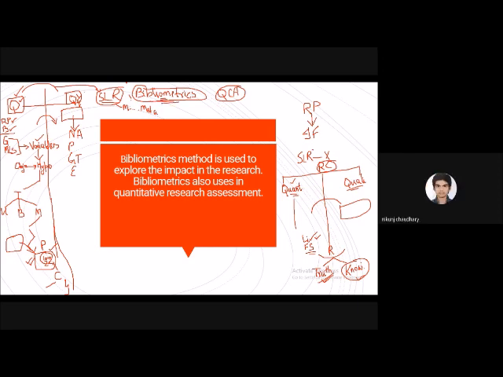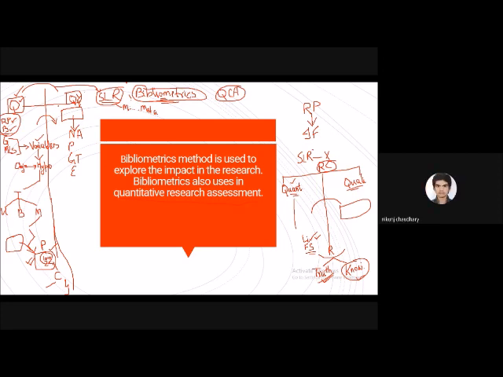Here in bibliometrics, it is called quantitative research assessment. That means you are trying to assess all the things which you are going to read regarding the books and the research papers exclusively. Are the three of you with me till here? Have you understood till here, all three of you?